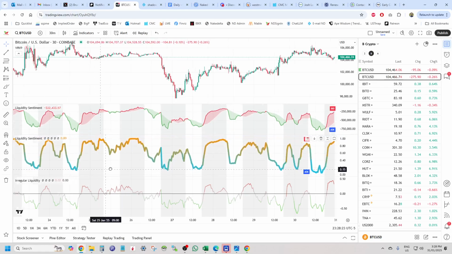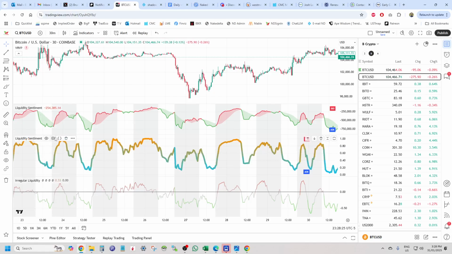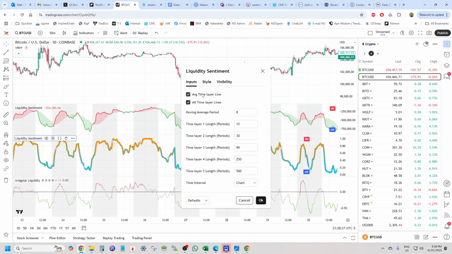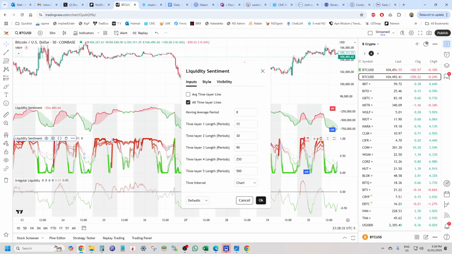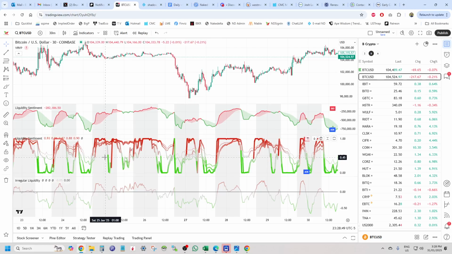And that was a little different on our second indicator, which is a normalized indicator. This is liquidity by time periods. So what we did is we split the liquidity into normalized time periods, and we split into 5 time periods. So we've got everything from 15 lots of 30 minutes up to 500 lots of 30 minutes. And this was very useful.